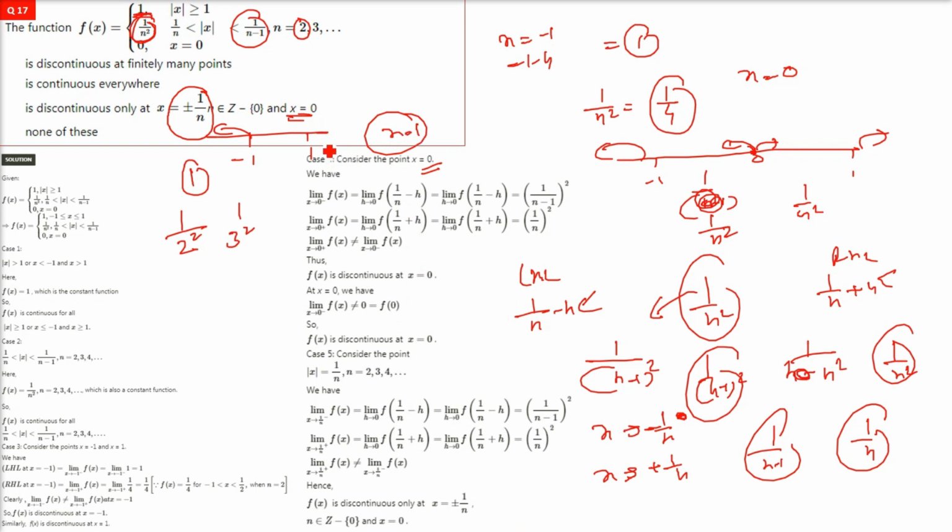So I showed you at 0, I showed you at plus minus 1 by n, I showed you at -1 also. So this is a very important question for those who are preparing for the engineering examination. Okay.